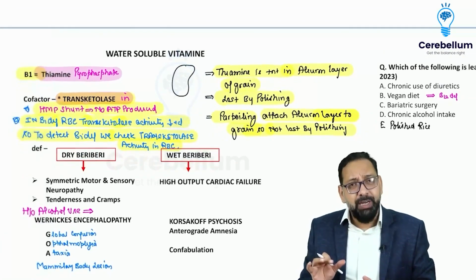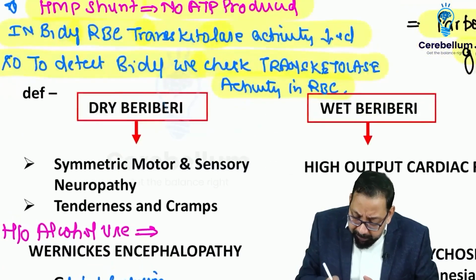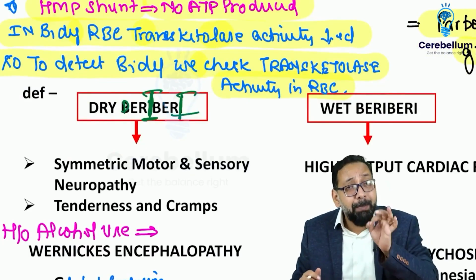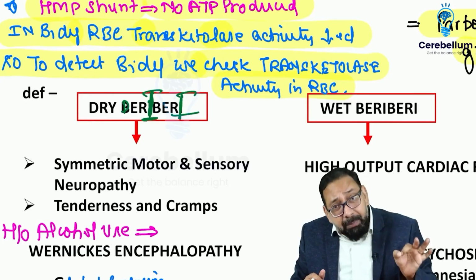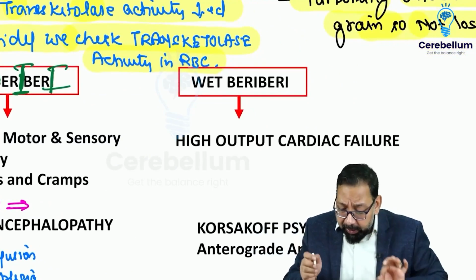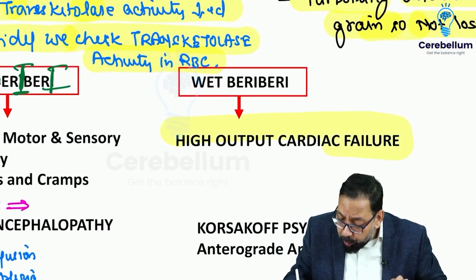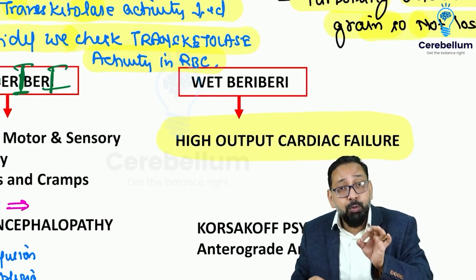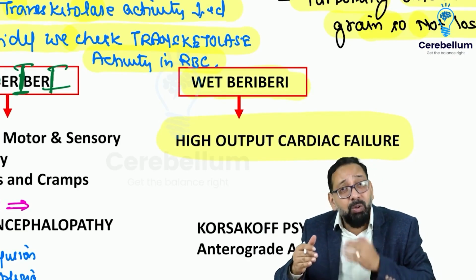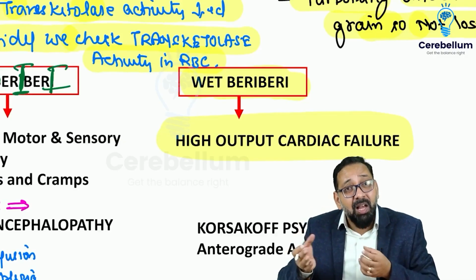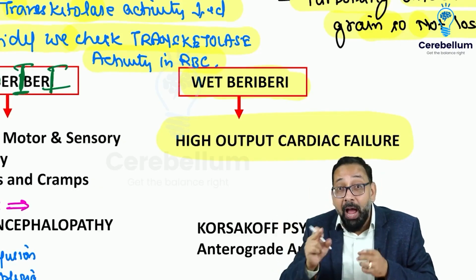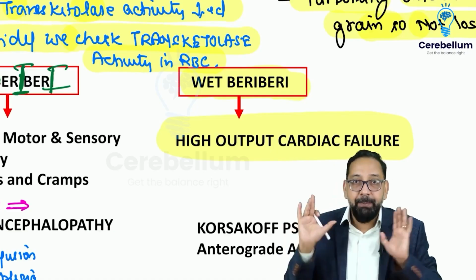If B1 is deficient, beriberi, B-E-R-I, B-E-R-I. So beriberi is B1 deficiency. Maybe dry beriberi, wet beriberi. Most of the time you will find a clinical scenario, and in that clinical scenario, you will find high output cardiac failure. Quite suggestive of wet beriberi. They will give you the history also: polishing rice, alcohol intake is there, and now the patient is having lactic acidosis. In B1 deficiency, lactic acidosis is also there, and high output cardiac failure is there: wet beriberi.